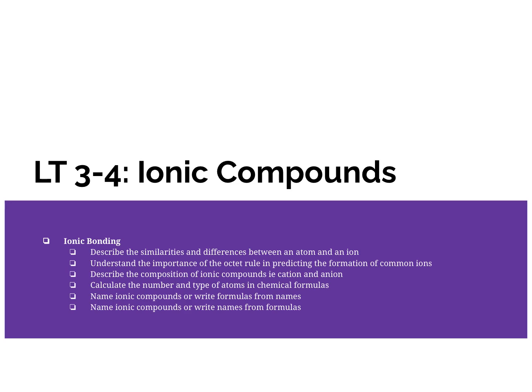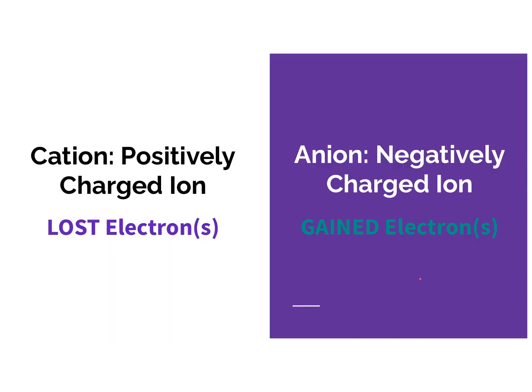All right, so now we are going to be talking about learning target 3-4, which is about ionic compounds. We've already learned about covalent compounds, and now we are going to start ionic. This is our last learning target in this unit.